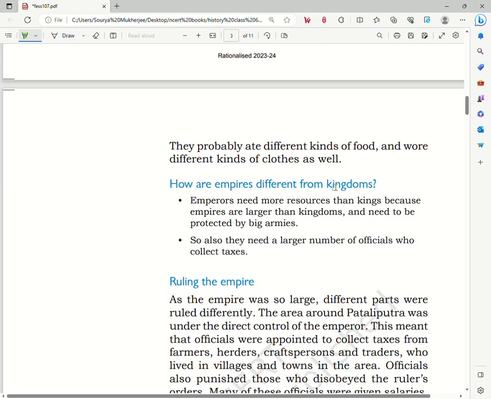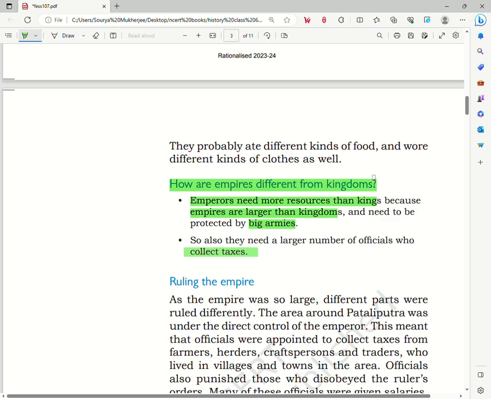How are empires different from kingdoms? This is quite important, guys. Emperors need more resources than kings because empires are larger than kingdoms and need to be protected by big armies. They also need a large number of officials who collect taxes. As you have read in the case of kingdoms, there was a system of different taxes that was levied on different kinds of activities.